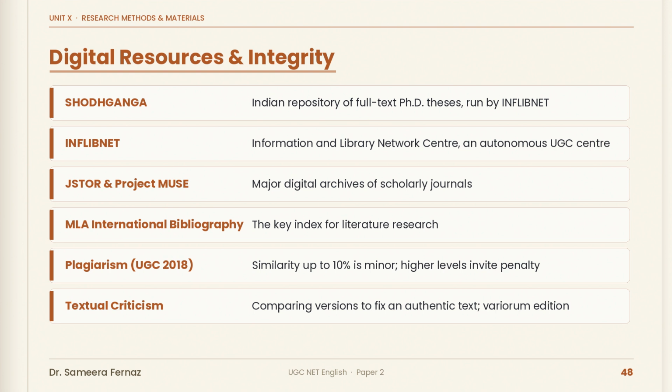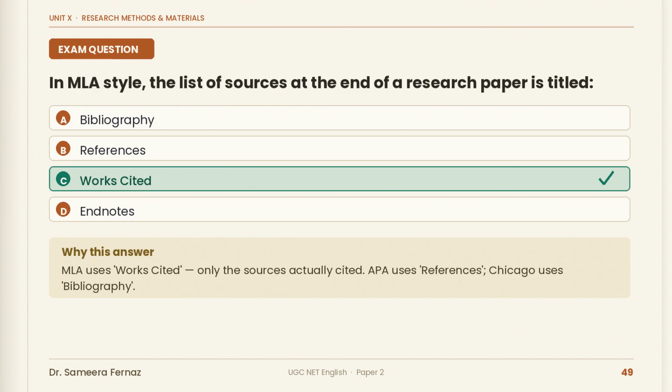Final question: in MLA style, the list of sources at the end of a research paper is titled what? Option 1 bibliography, option 2 references, option 3 Works Cited, option 4 endnote. The answer is option 3, Works Cited. MLA lists only the sources actually cited in the paper. Remember that APA uses references and Chicago uses bibliography.